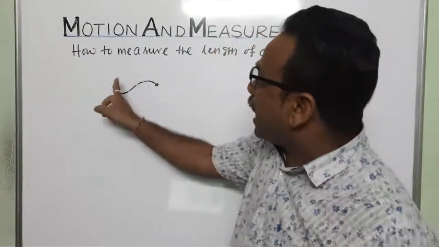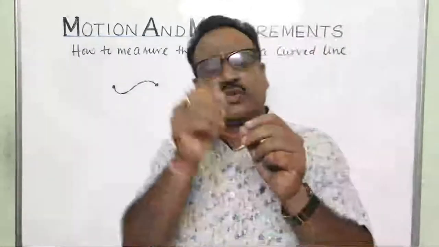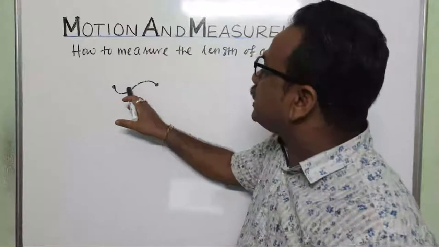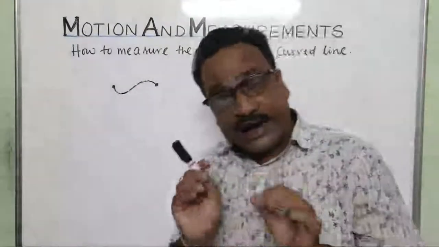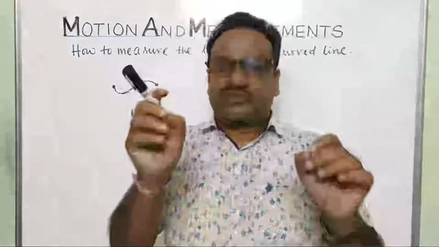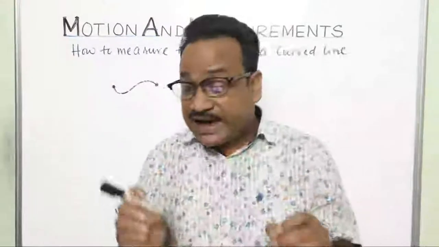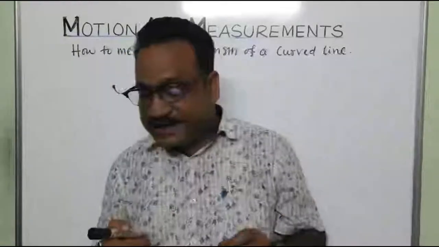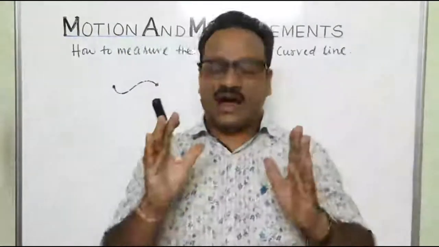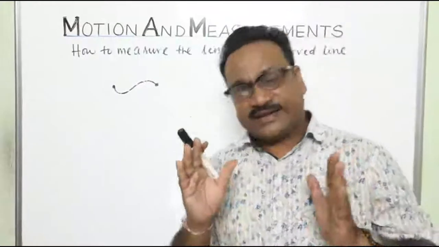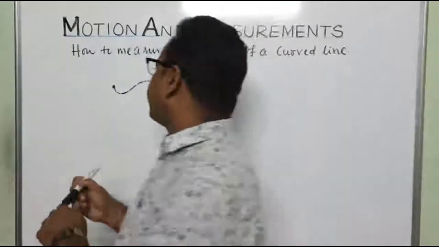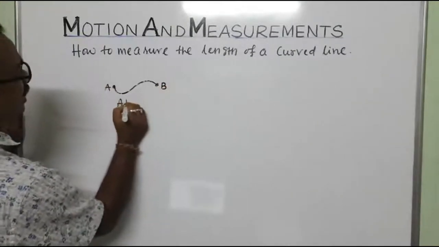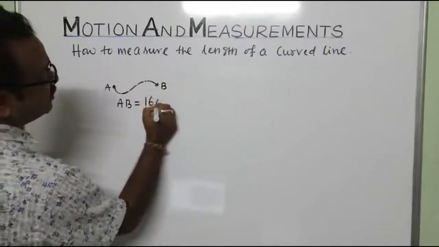First of all, mark one end of the thread. Then you put the thread over the line up to the end, and another mark will be there. Now take it and measure it using a scale. After measuring the length using the scale, we can say this is the length. Suppose I take this point A and this point B, then I can say AB is equal to 16 centimeters.